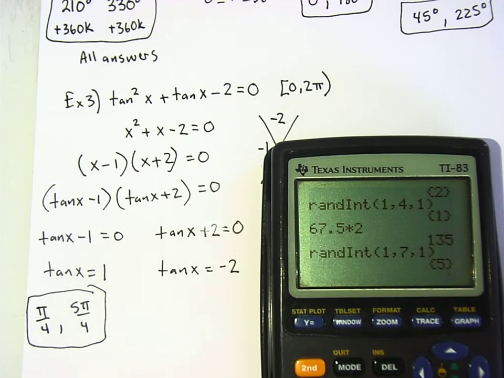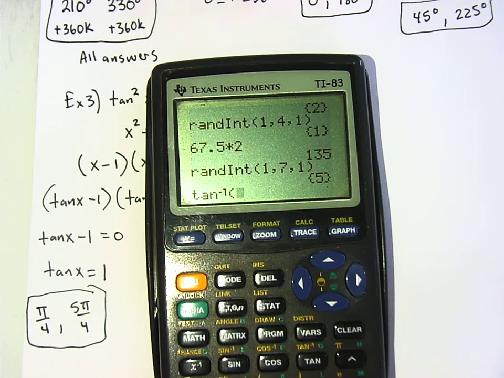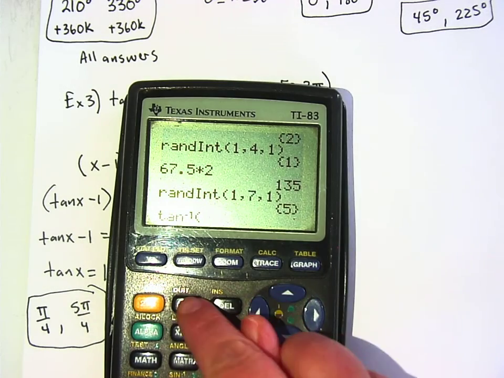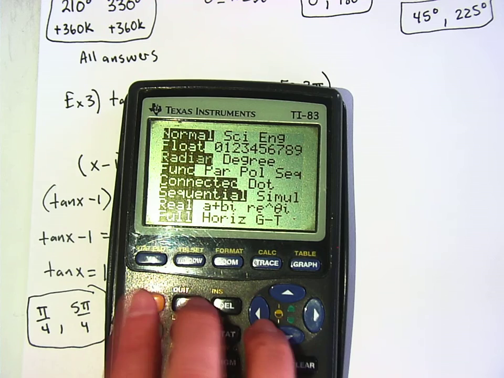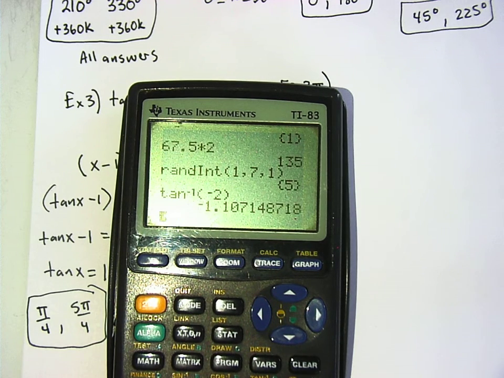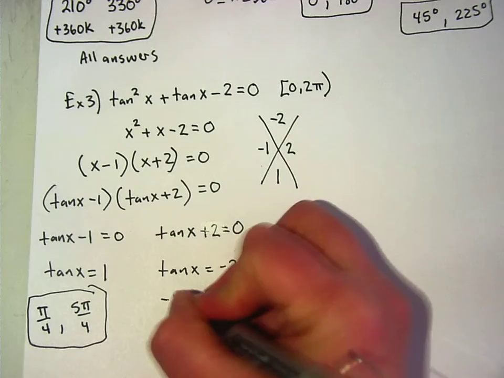So I'm going on my calculator. I'm going to hit inverse tangent. That's second and then tangent. And I'm typing in -2. Oh, and you have to make sure your mode is in radians. So go to mode really quick. See, I was in degrees, which was a problem. You got to be in radians. Tangent of -2. I got -1.1. Okay. So -1.1 about is maybe -1.11.